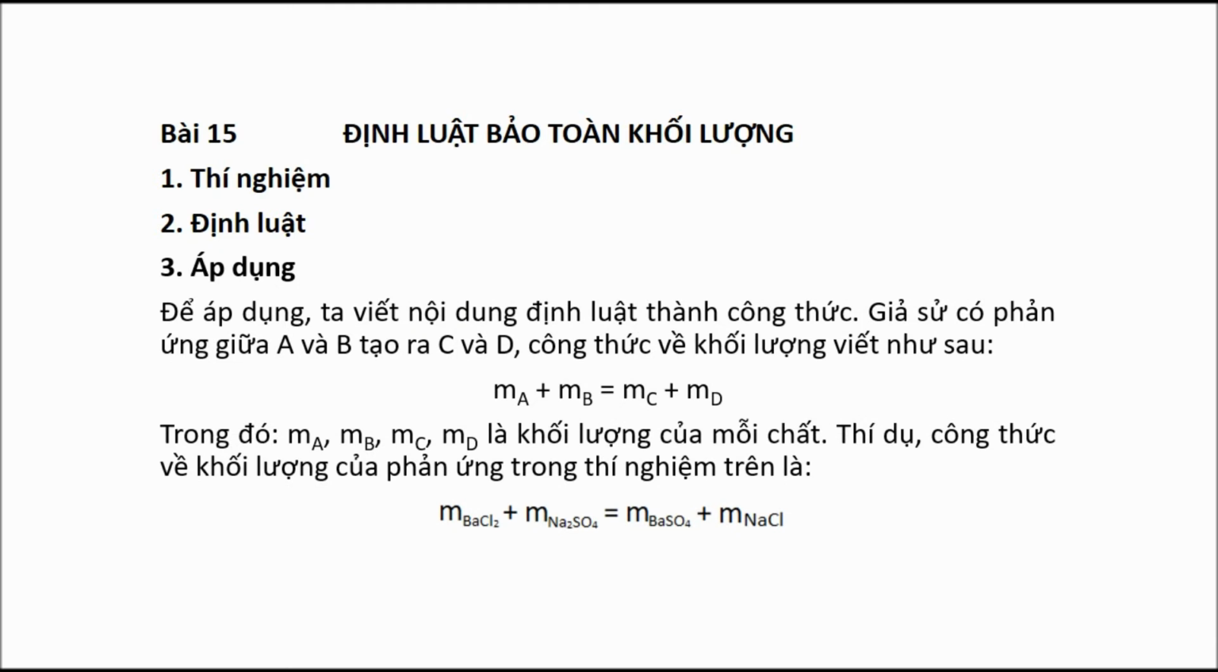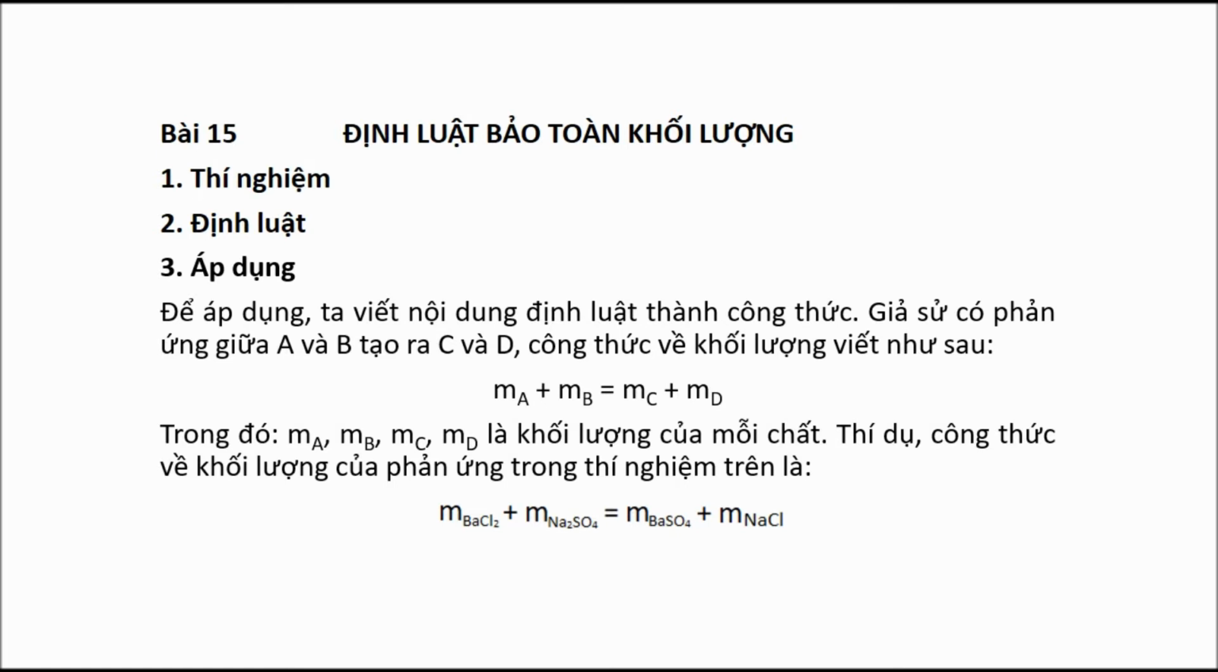3. Applications. To apply, we write the content of the law into a formula. Assume that there is a reaction between A and B to form C and D. The mass formula is written as follows. mA plus mB equals mC plus mD, where mA, mB, mC, mD are the mass of substances.